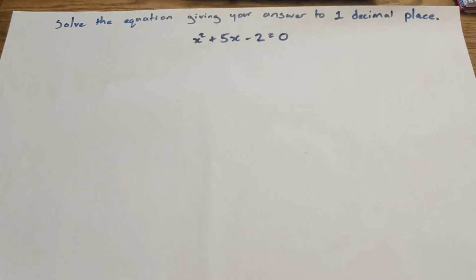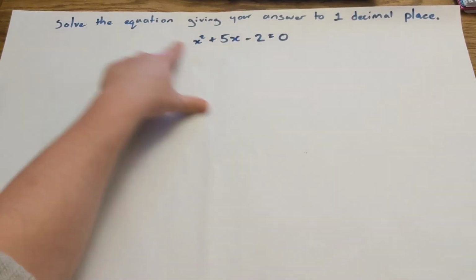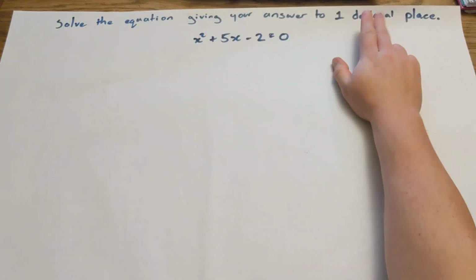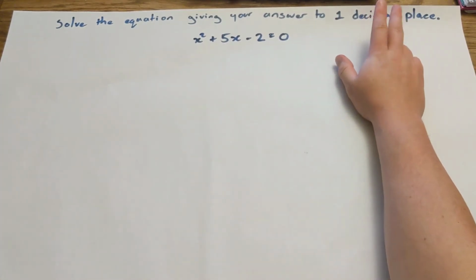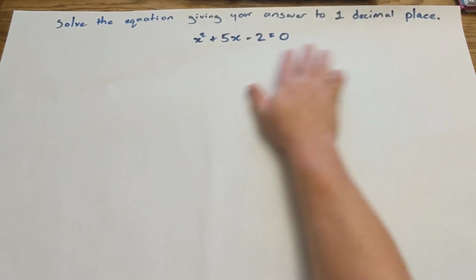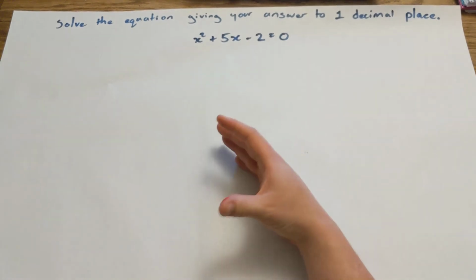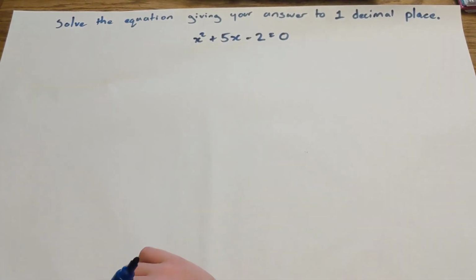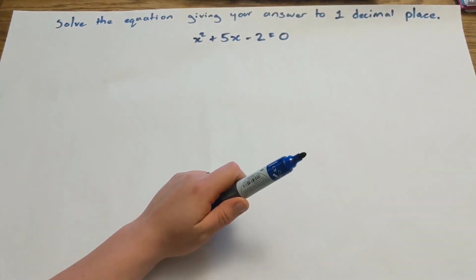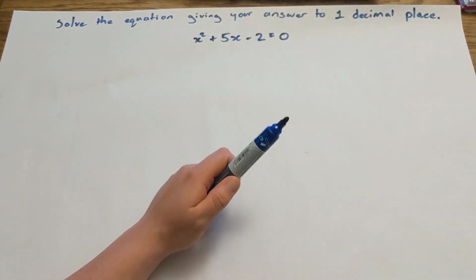Okay, so now let's look at this question, okay? Solve the equation, giving your answer to 1 decimal place. That is a big clue, but you need to use that formula we've just learnt, okay? If it asks you to solve it in decimal places, it means you won't be able to factorize it, and you need to use that equation, okay? So, this is what it wants us to solve. x squared plus 5x minus 2 equals 0.